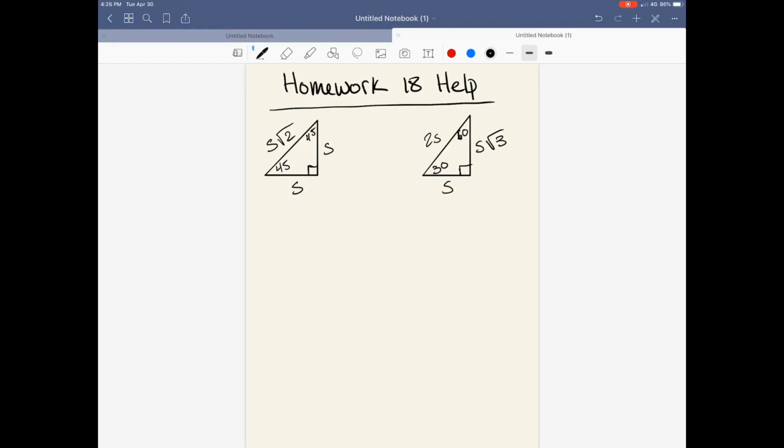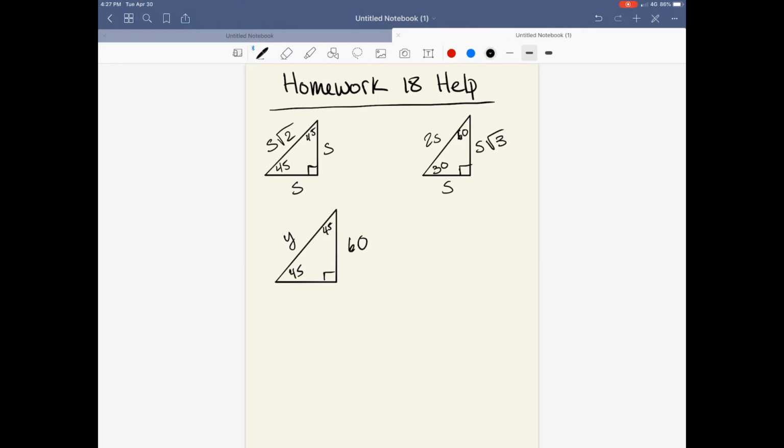Okay, so if you look through your homework, the first 5 problems have to do with 45, 45, 90 triangles. So I'll pick one of these. Let me see. We'll do number 4. Okay, so for number 4, we have, draw this triangle really quick. A 45, 45, 90 triangle, obviously. And the tall side is 60, and we want to know what y is.